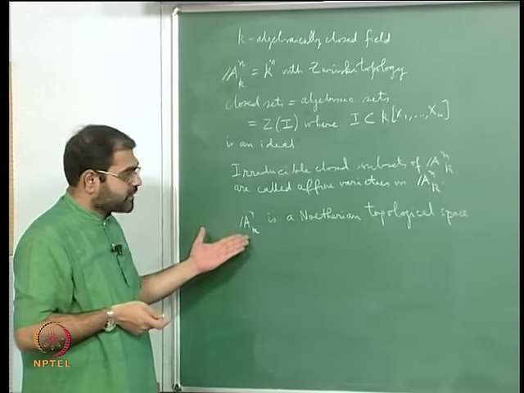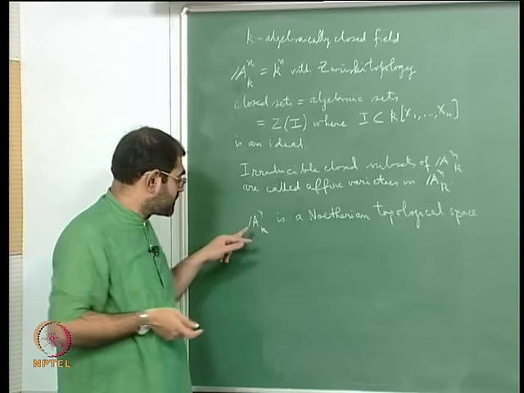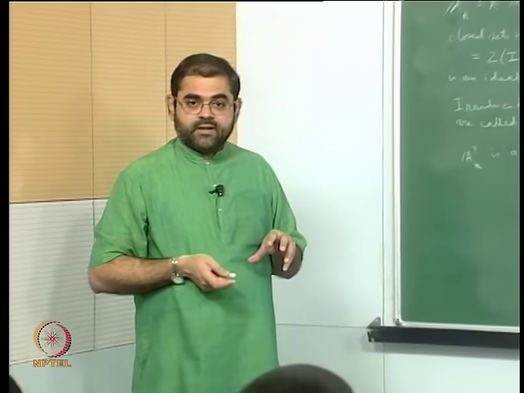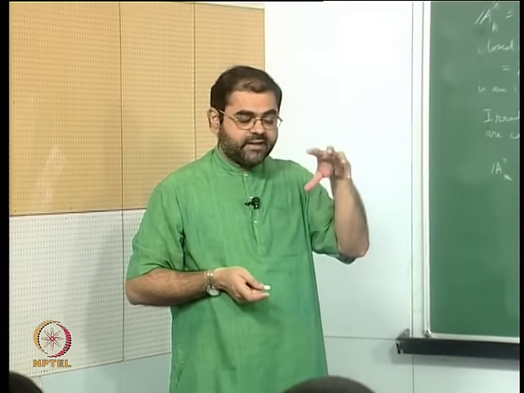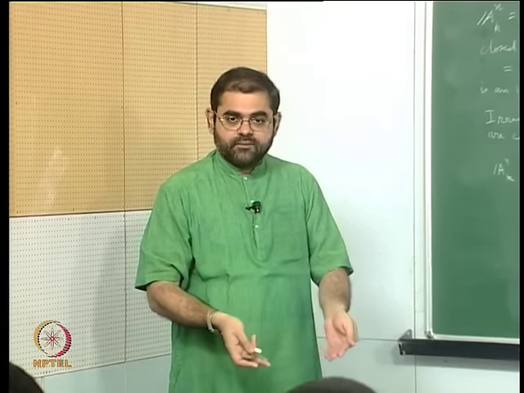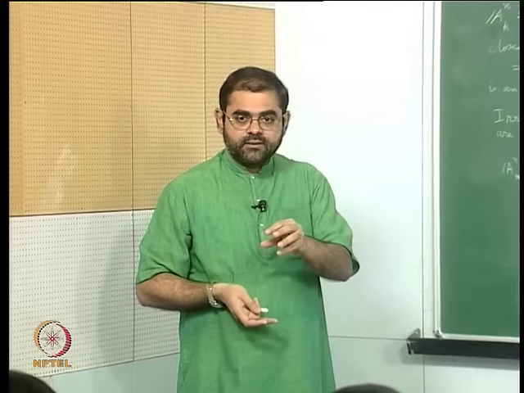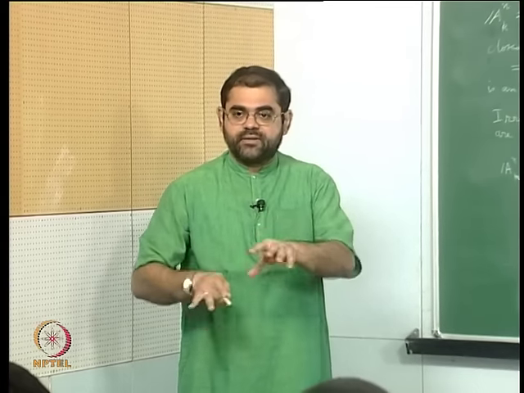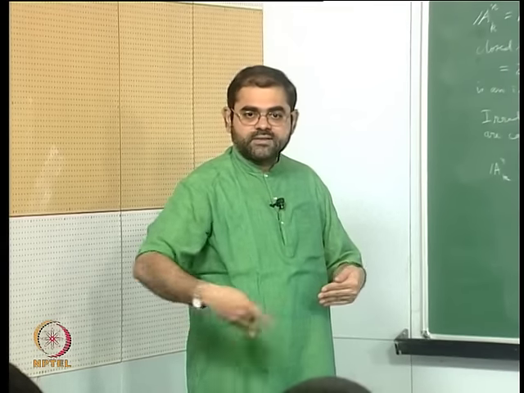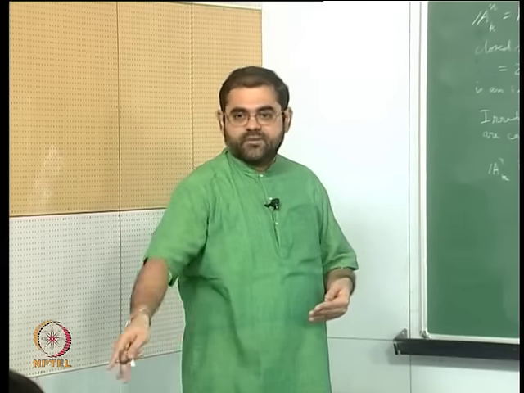The Noetherianness of a topological space is the condition that the closed subsets of the topological space satisfy the so-called descending chain condition. That is, if you give me a descending chain of closed subsets, each one containing the next one, so the closed sets are becoming smaller and smaller, then such a chain has to become stationary at some point. It has to become stable. That means beyond a certain point, all the sets occurring in that sequence have to be one and the same.